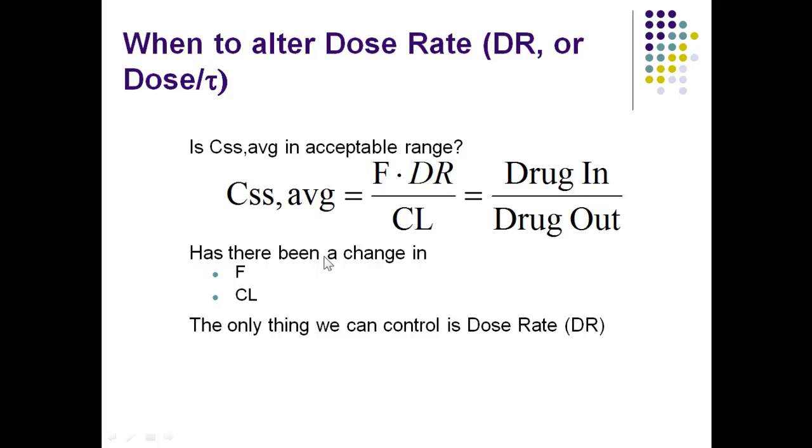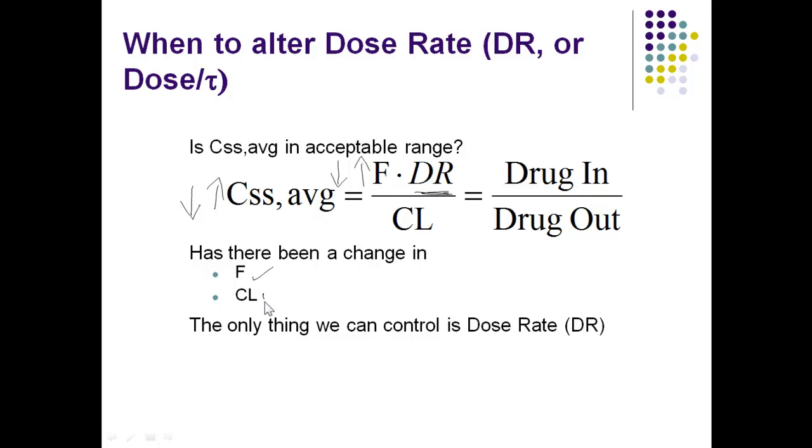Now, there are a couple reasons why our CSS average could change. There could possibly be a change in bioavailability. If our bioavailability increases, it causes our CSS average to increase. Maybe we are already at the perfect concentration at steady state, and this change in bioavailability changed that. So we can decrease our dose rate to lower our CSS average back to where we want. Now, just the opposite is true. We could have a lowering of our bioavailability, and that will cause a lowering of the CSS average.